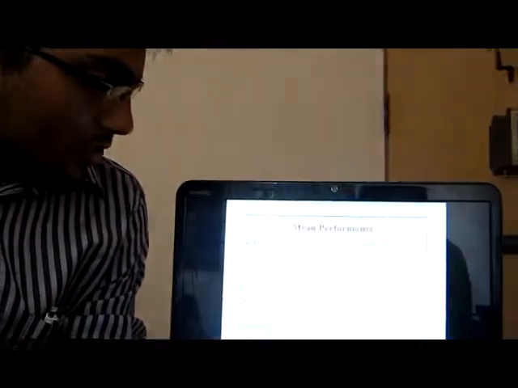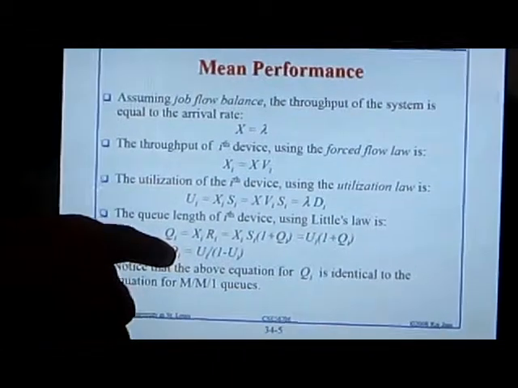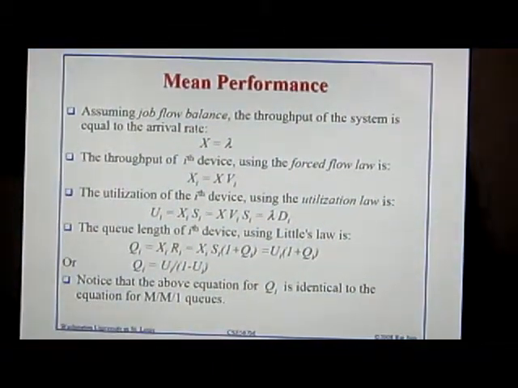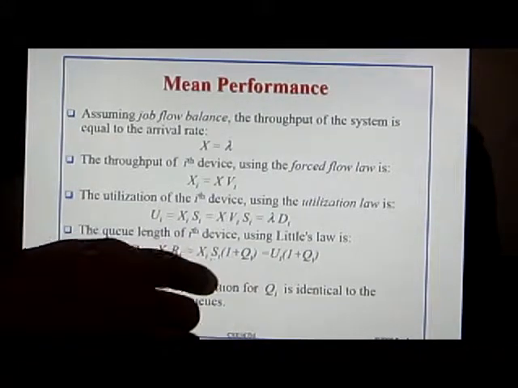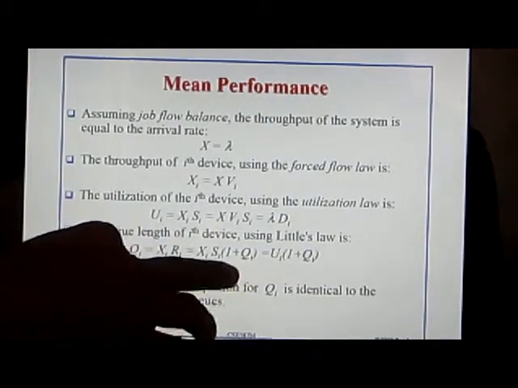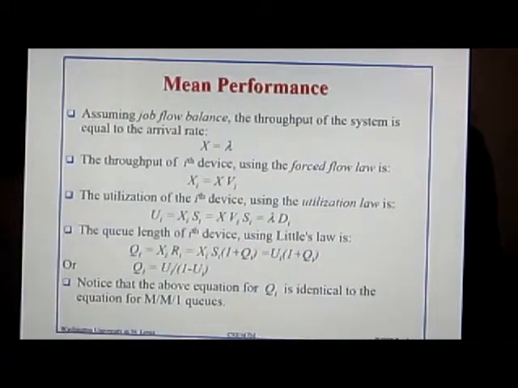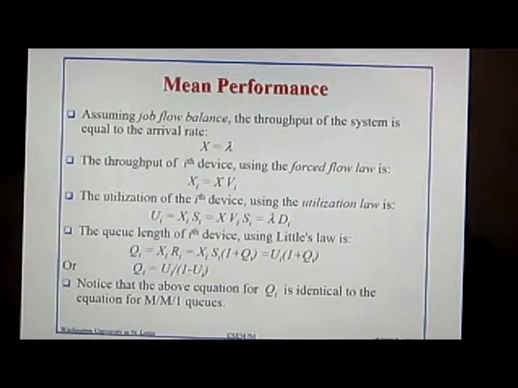The queue length of the i-th device using Little's law is Qi equal to Xi Ri, and that equals Xi into Si into 1 plus Qi. Here we are replacing Ri with the previous formula for the response time, and finally we get Qi equal to Ui divided by 1 minus Ui.